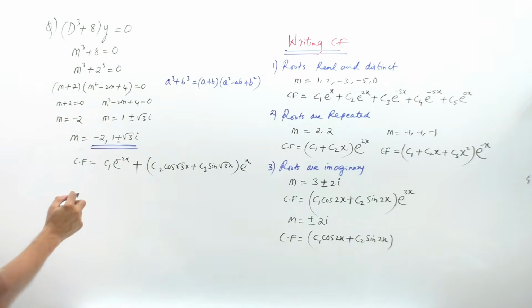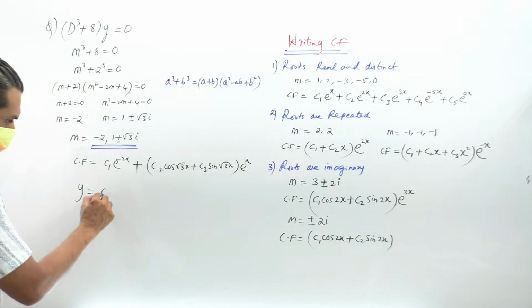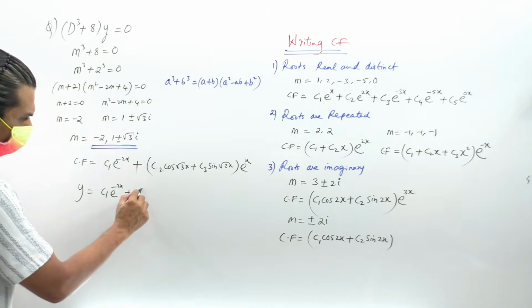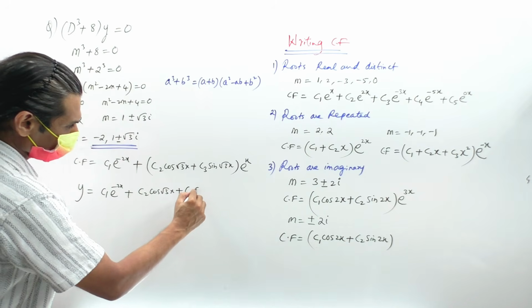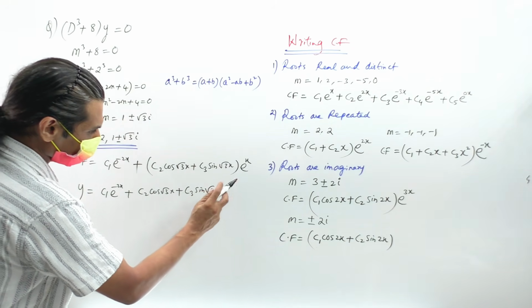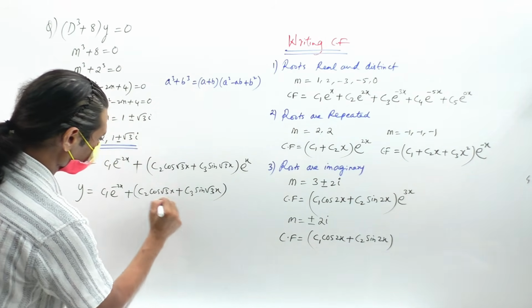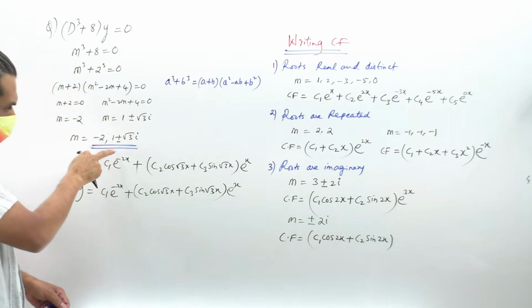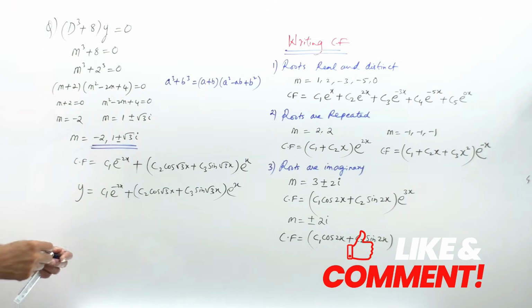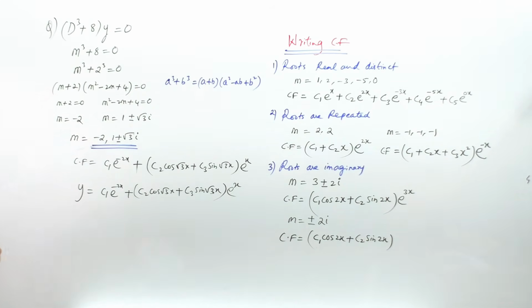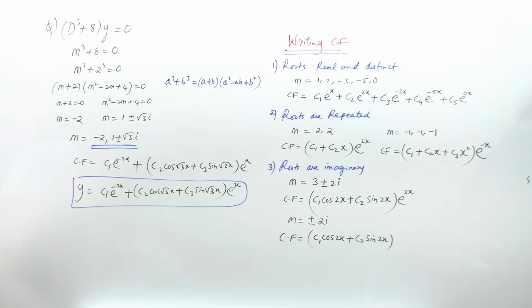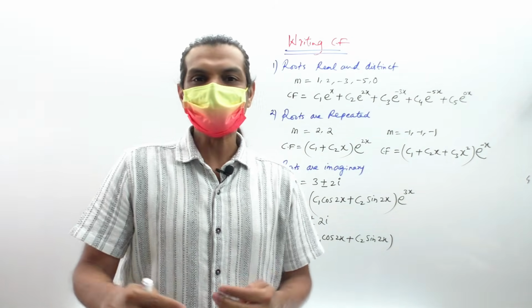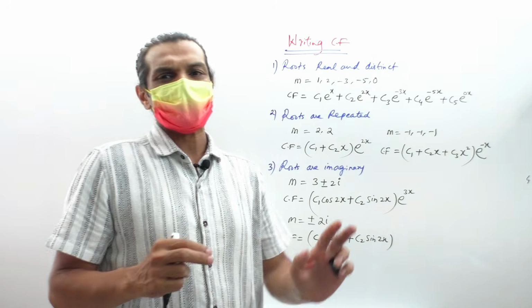That's the solution. So I write here once again, the solution y is equal to c1 e raised to minus 2x plus c2 cos of root 3x plus c3 sine of root 3x whole into e raised to x, that is this one, 1x. That's it. That's the solution here. Hope it's clear. So I solved a variety of questions to make it perfect. Let's solve one more last question here.